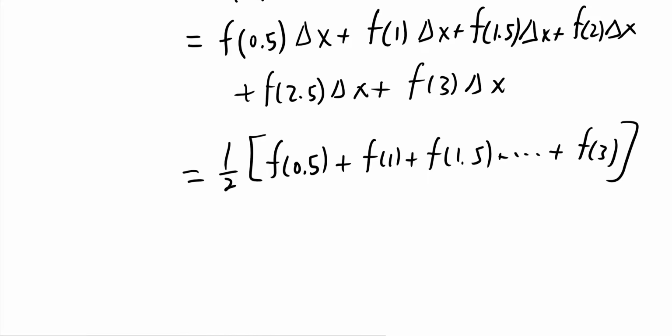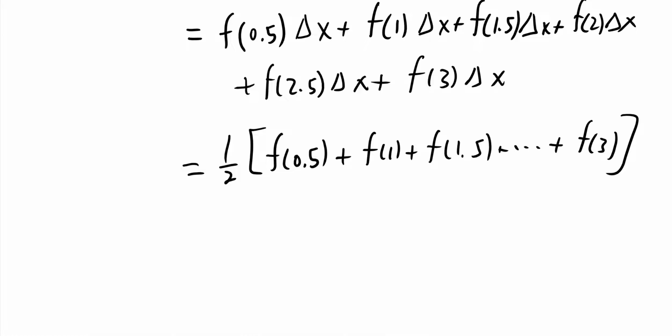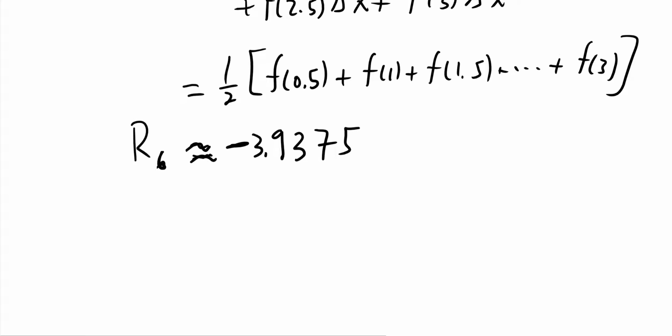And I'm sure everyone can put that in the calculator. Remember, the function is given to us, x cubed minus 6x. Substituting that in, that will give me r sub 6 to be about negative 3.9375. Notice how I got a negative. Doesn't mean it's wrong or something wrong. It means the majority, if not all, of the curve falls below the x-axis. Okay, falls below the x-axis.